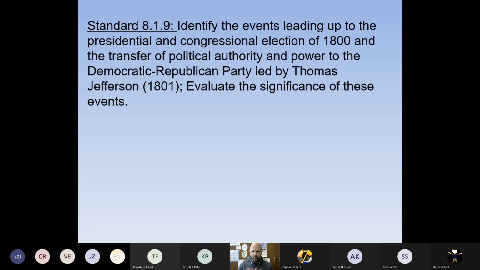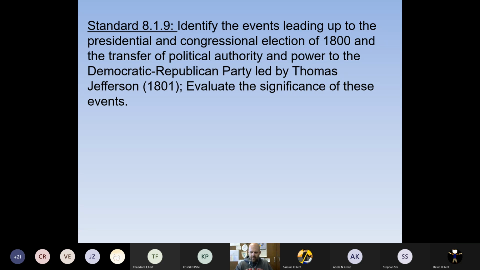That's the end of an era. Okay, and so the president that will follow him is actually the son of John Adams. So it's a whole new era in politics. And so that early period, which we call the Federalist period, is what we're going to focus on first. So here's our standard that we look at.